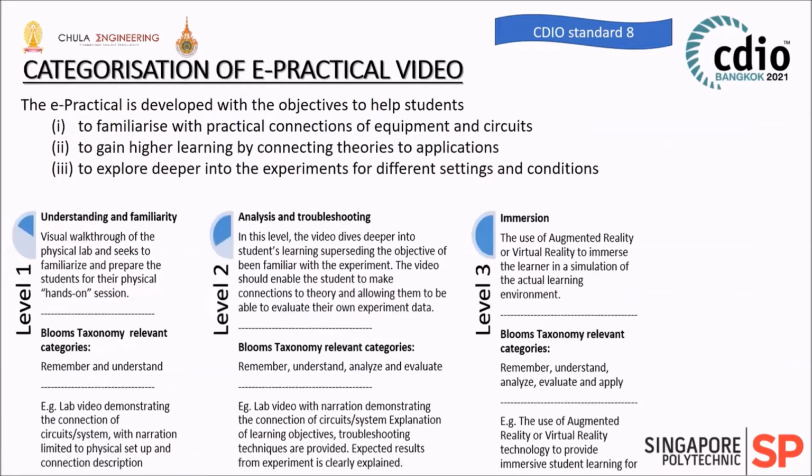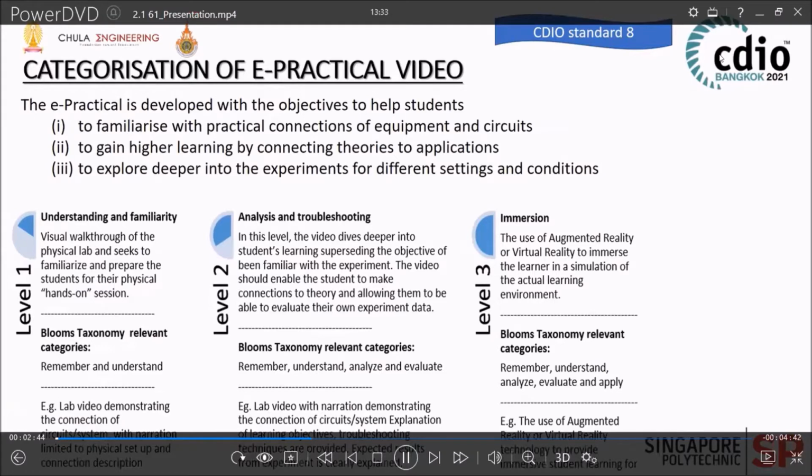E-Practical is developed with the following categorizations. In Level 1, it aims to familiarize students with the practical connections of equipment and circuits. It is likened to having a laboratory staff simply showing the wiring of the circuit or system and the connections to equipment to do measurements.